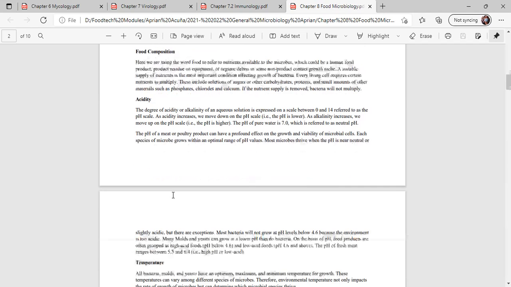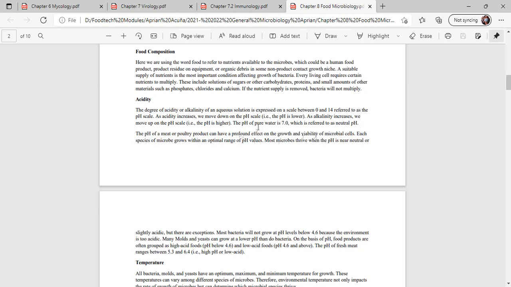If the nutrient supply is removed, the bacteria will not multiply and the population, or their colony, will just gradually decrease. Now, for your acidity, it refers to your pH. The degree of acidity or alkalinity, or being alkaline or basic, of an aqueous solution is expressed on a scale from 0 to 14, referred to as your pH scale. As acidity increases, we move down the pH scale. Meaning, the lower your pH, the higher your acidity level. As alkalinity increases, we move up. Meaning, the higher the pH value, or close to 14, it is alkaline or basic.